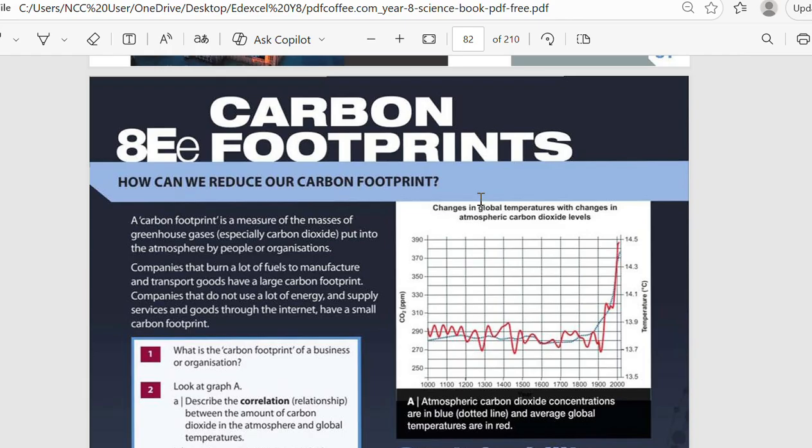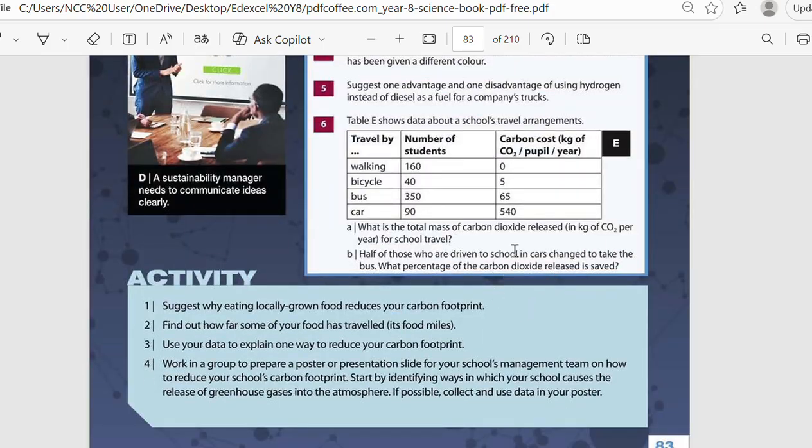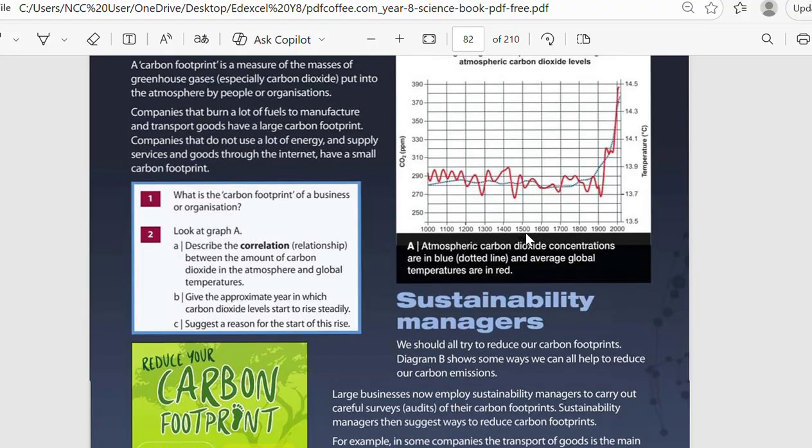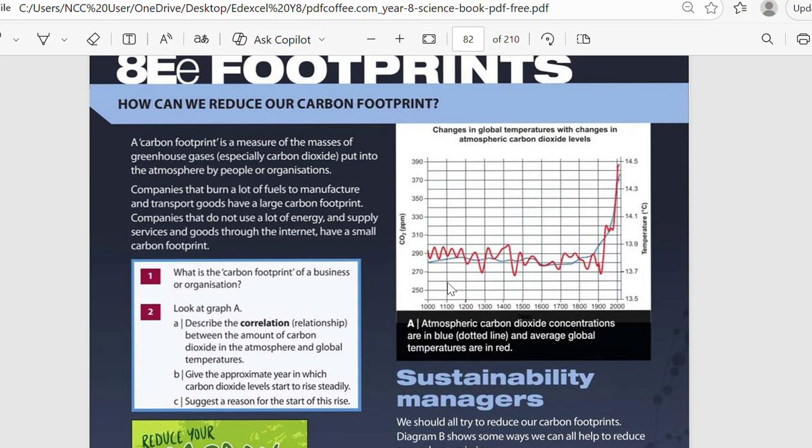Right, so let's come back to the textbook lesson now. I have given you the note with the summary of these entire two pages, but let's go through this and try to answer the questions now. You can see there's a chart given here with some measurements of carbon dioxide and the temperature. It's giving us changes in global temperatures with changes in atmospheric carbon dioxide levels. So they are showing when the carbon dioxide levels are changing, how the temperature is affected by them, right?